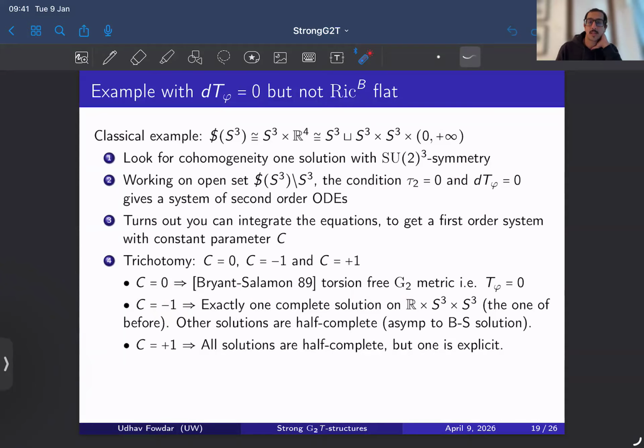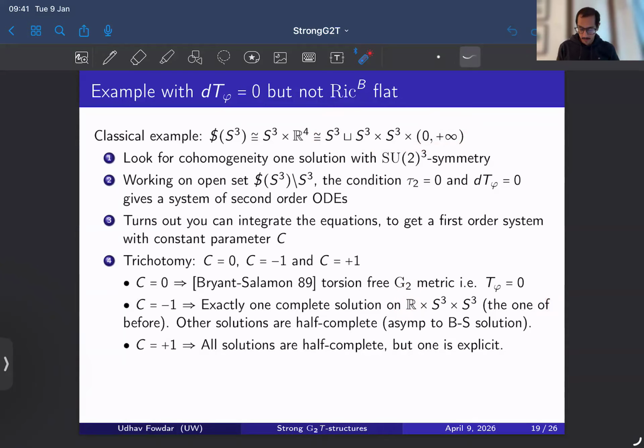So if C happens to be -1, then if you look at the system of ODEs, it turns out there's one explicit solution, and the one explicit solution is obtained by looking at R cross S3 cross S3. This is one of the original solutions that I told you about before. In that case, instead of R, you had an S1, so this is a universal cover of this guy here. So what happens is that here, we were trying to look at this S3 cross S3 cross interval. Instead of degenerating at the 0 section, it never degenerates. You just get a cylinder. That's the second solution you find.